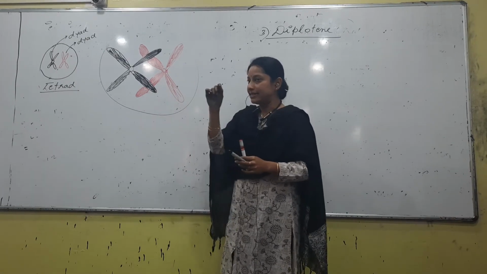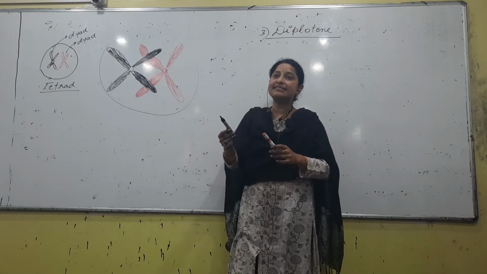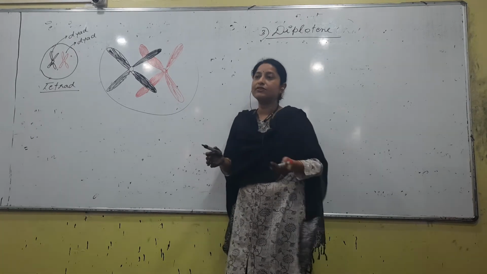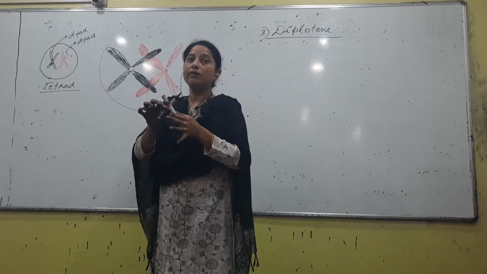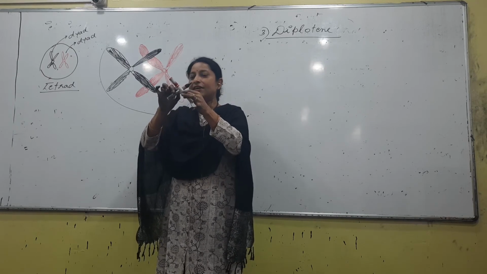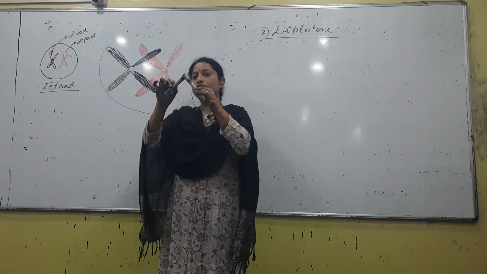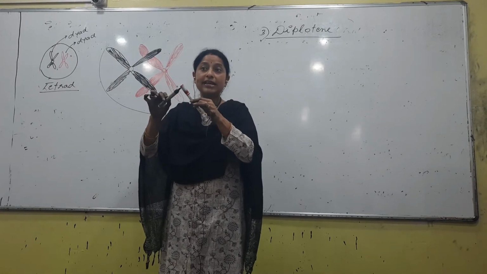In diplotene, what happens? The separation starts. Ultimately, they form an X. The next stage, that is diakinesis, no? After diplotene, there will be one more stage, that is called diakinesis. What happens in diakinesis? The chiasmata that was in the center, right? Gradually, it will move to the terminal position. Terminalization takes place in diakinesis.